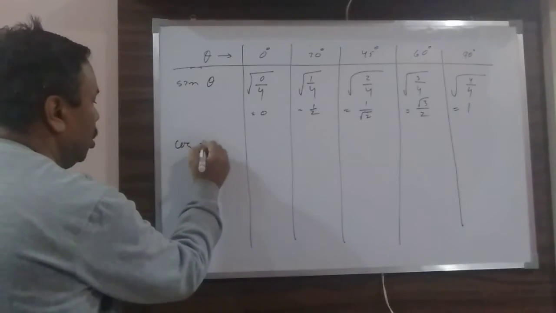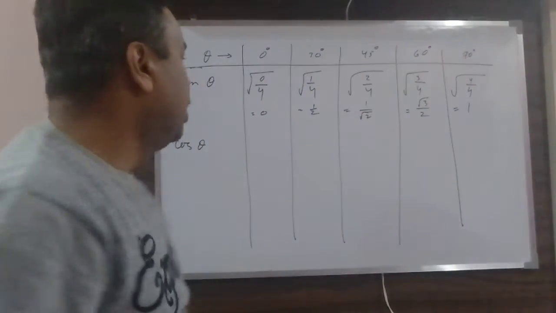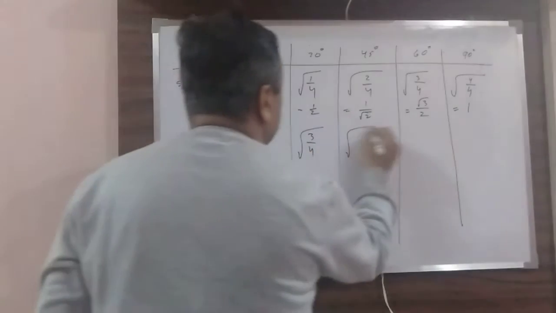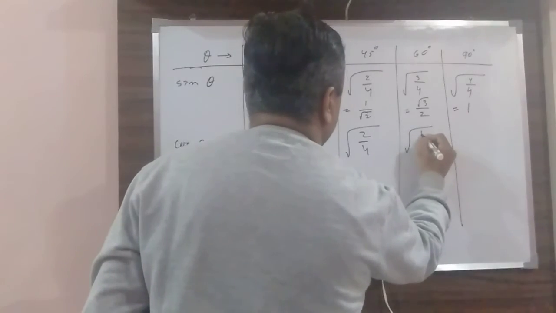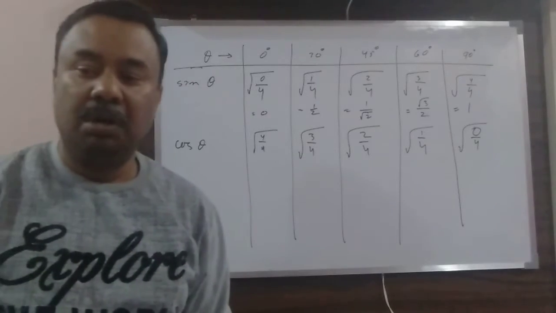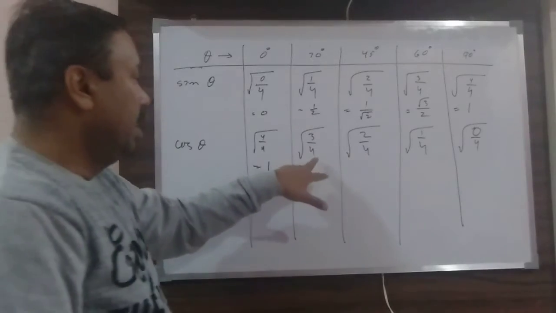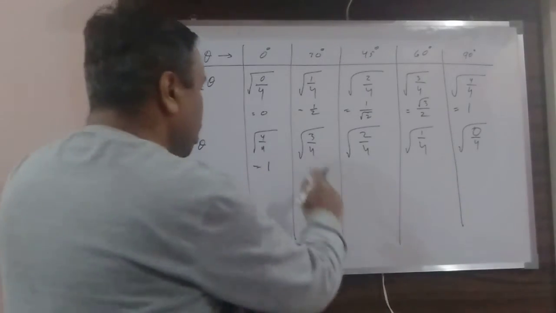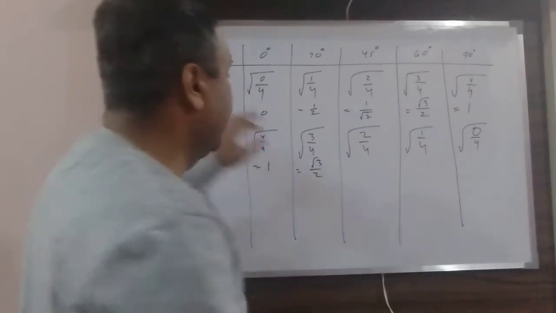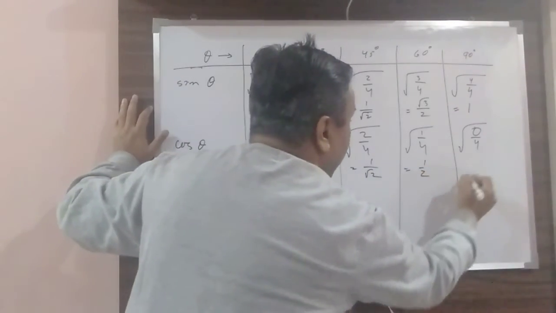Now, if I have to find cos theta, I will just go in the reverse way. Start with the square root of 4 by 4, square root of 3 by 4, square root of 2 by 4, square root of 1 by 4 and square root of 0 by 4. Now this will become 1. The square root of 4 you can find, so it will become root 3 by 2. Here it will get cancelled, so it will be 1 by root 2. This will become 1 by 2 and this will become 0.